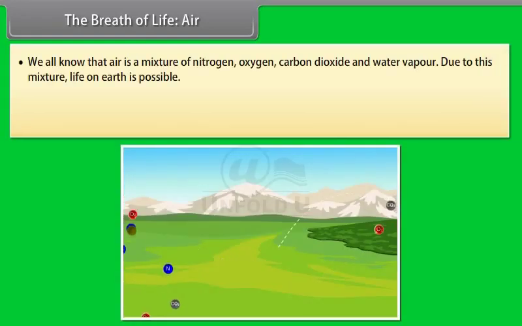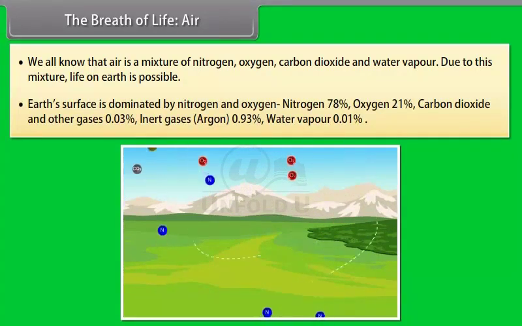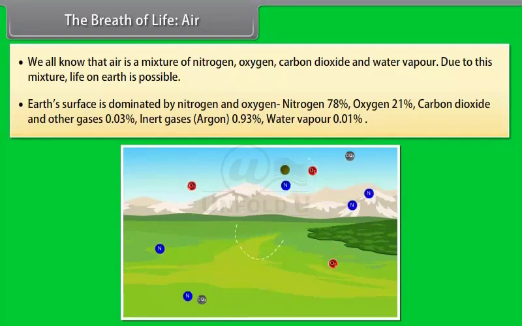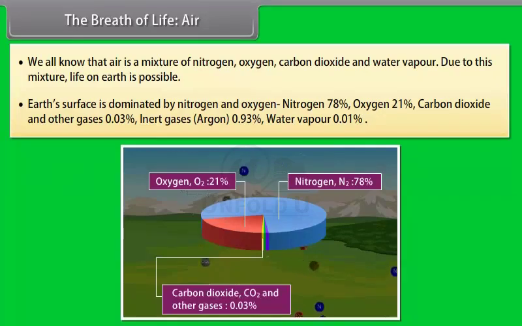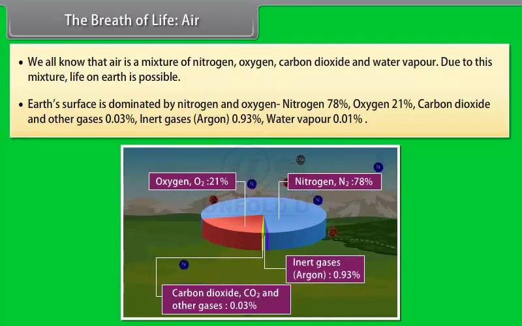The breath of life, air. We all know that air is a mixture of nitrogen, oxygen, carbon dioxide and water vapor. Due to this mixture, life on Earth is possible. Earth's surface is dominated by nitrogen and oxygen. Nitrogen 78%, oxygen 21%. Carbon dioxide and other gases 0.03%. Inert gases, argon 0.93%. Water vapor 0.01%.